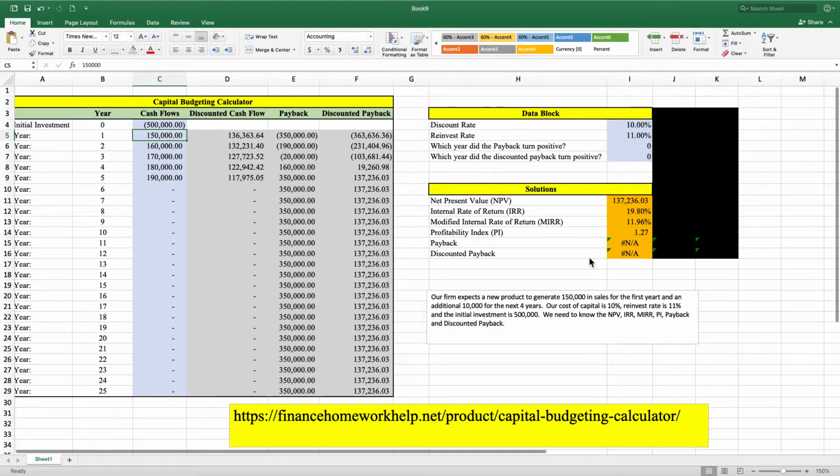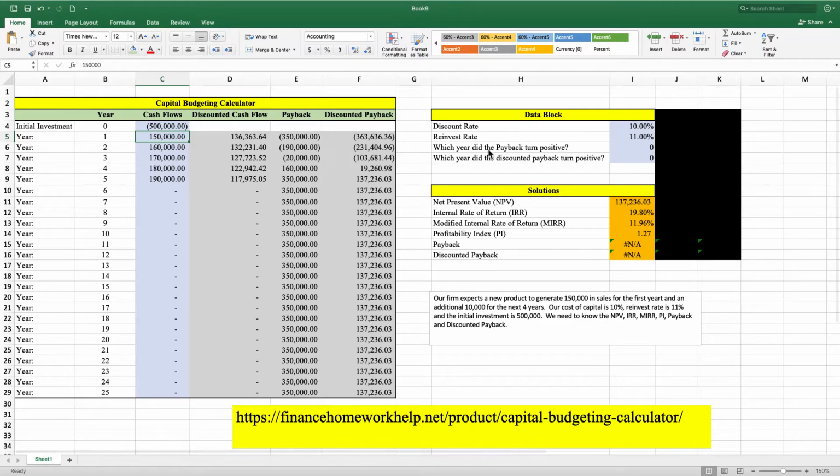We've got one more step in order to get the payback and the discounted payback, and it's to answer these two questions right here. The first question is, which year did the payback turn positive? So we're going to go to this payback right here. We'll scroll down and see that this is negative, negative, negative. Here's where it turns positive right here. If we go over, we see that it's year 4. So we'll type in year 4 right here. Once we do that, the payback period is calculated at 3.11 years.